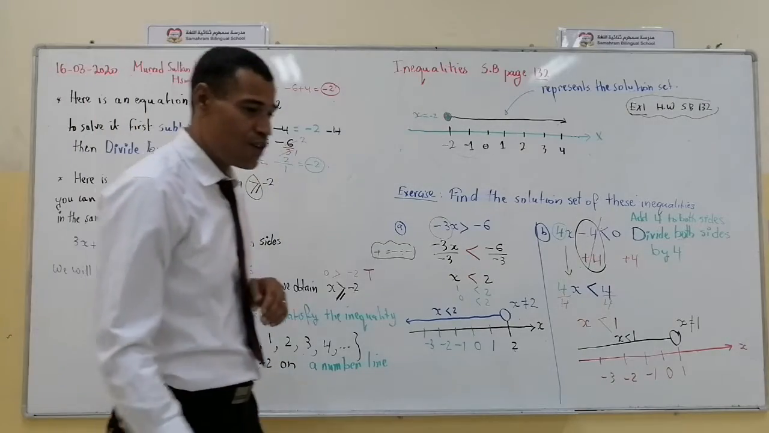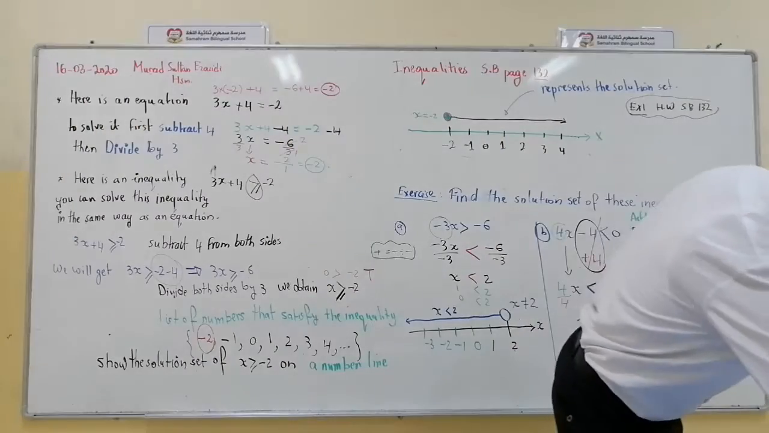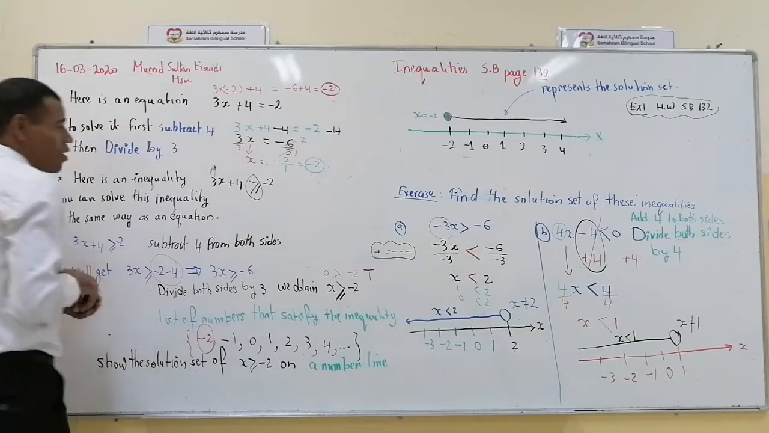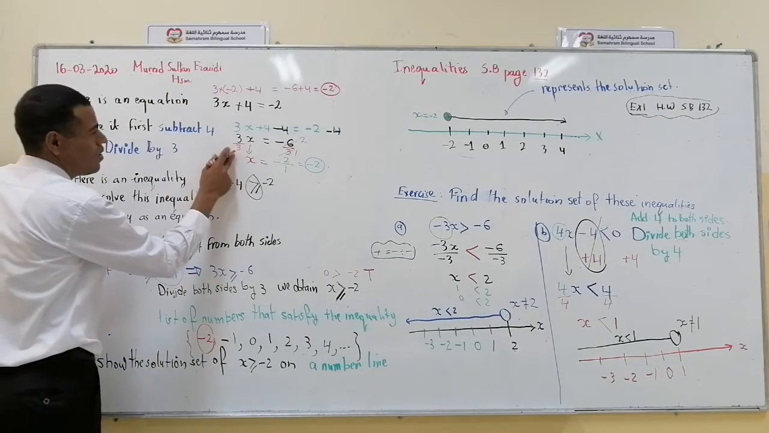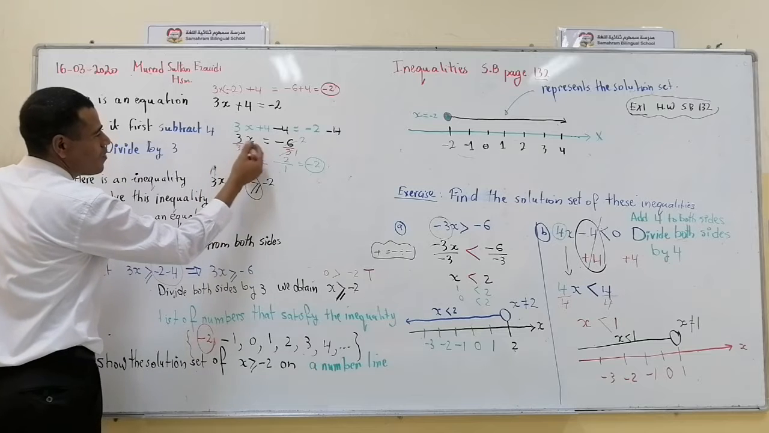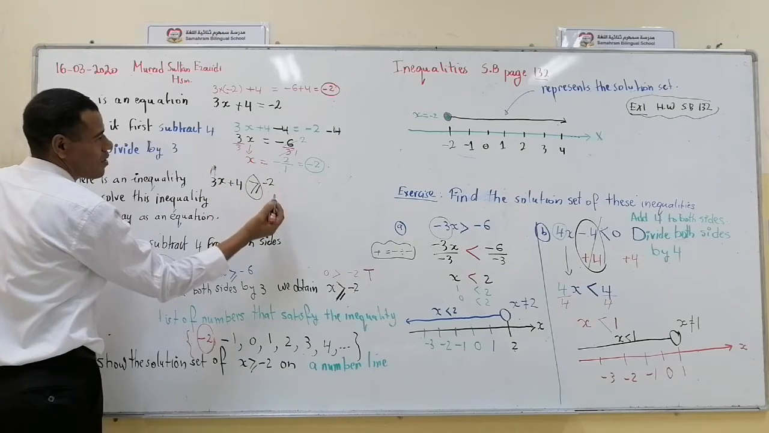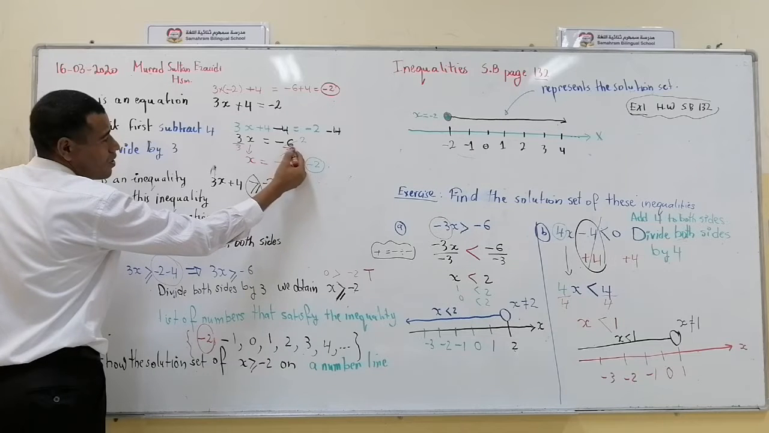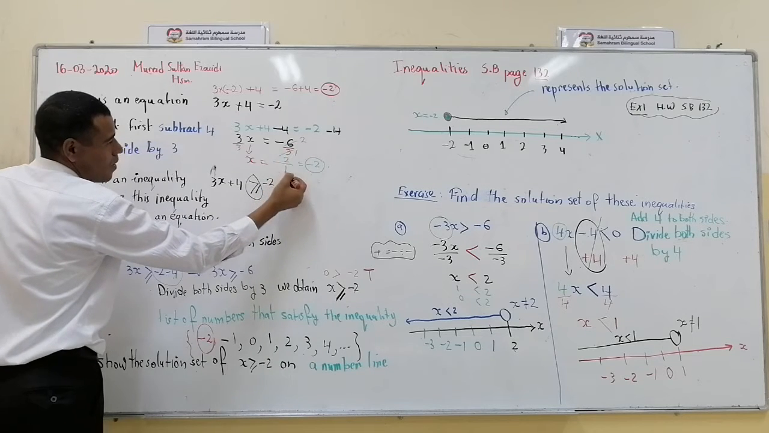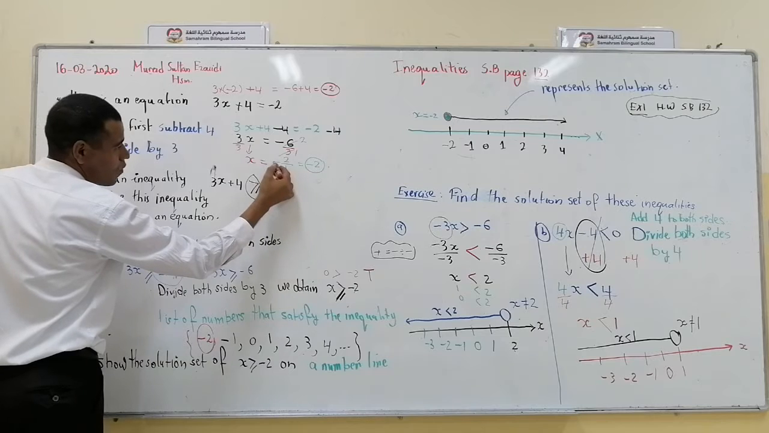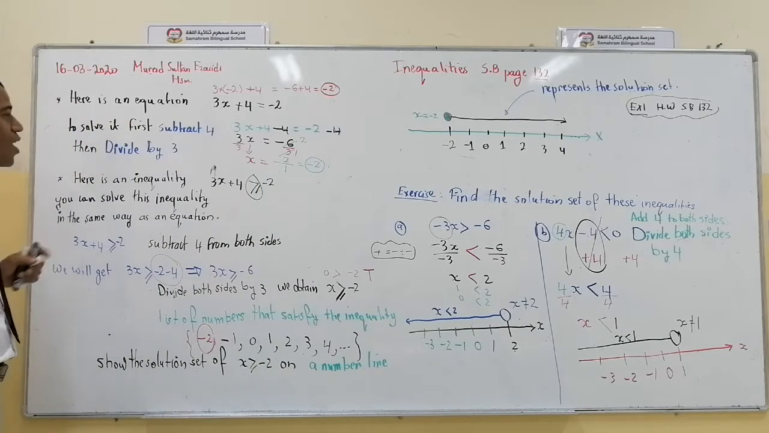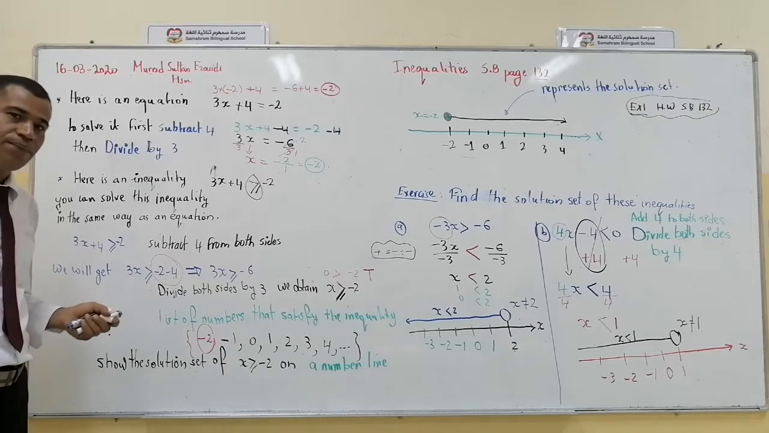Then, what is the coefficient of x? Okay? The coefficient of x is 3. So I should divide both sides by 3. Okay? So 3x divided by 3 gives only x. Then, how many 3's in 3? It's only one single 3. How many 3's in 6? 2. So 2 divided by 1 gives 2. Then we have a negative sign. It will be negative 2. This is how to solve an equation.